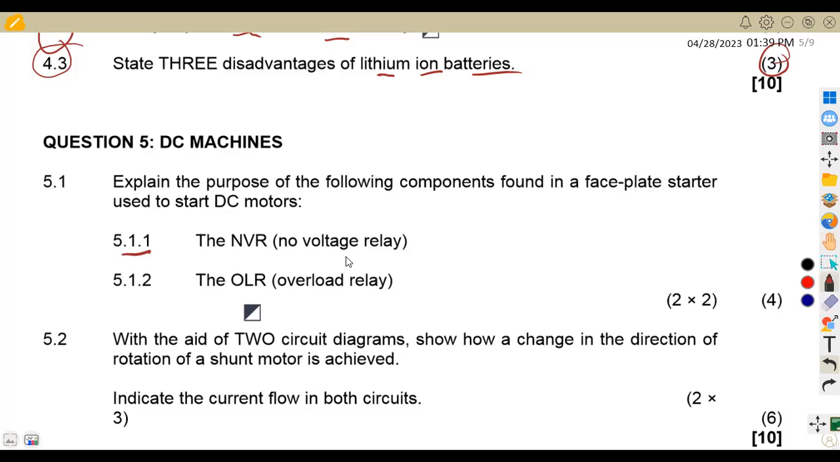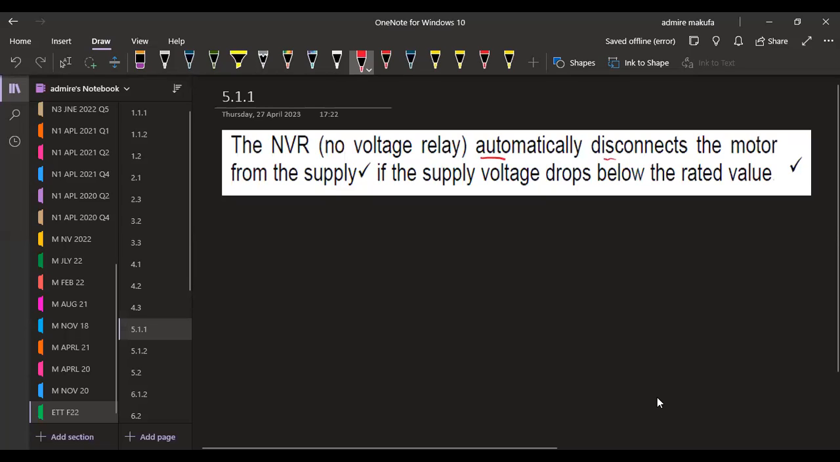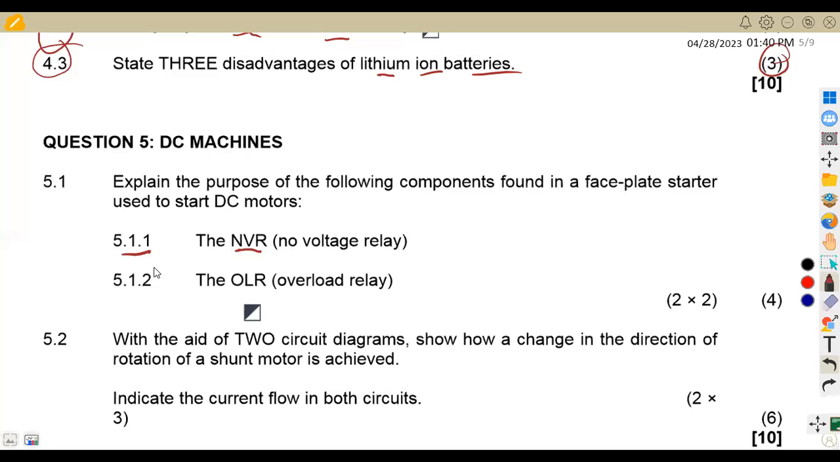5.1.1. That is the no voltage relay, the NVR. What is the purpose of the no voltage relay? So the no voltage relay automatically disconnects the motor from the supply if the supply voltage drops below the rated value. So it is there to automatically disconnect the motor from a condition where the supply voltage has dropped below the rated value. Then it is in action for that. All right, so that is what we had on 5.1.1. Now 5.1.2, the overload relay. Okay, same 2 marks. As you can see, each part is having 2 marks. So the overload relay, this is what we have got in this case.